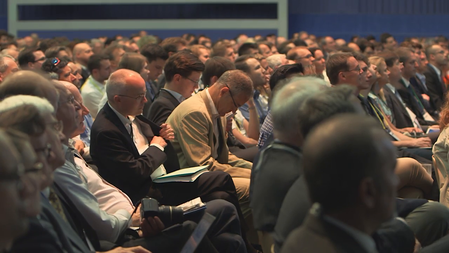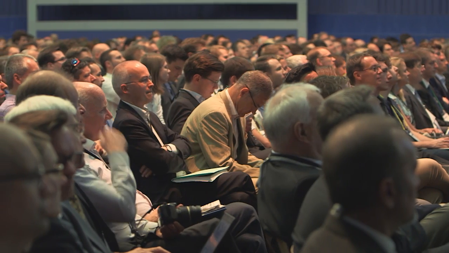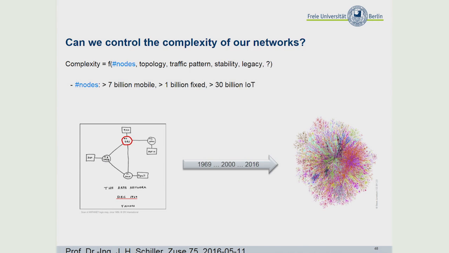So we saw, oh, networks, they look pretty complex. So what is this complexity? I'm not a mathematician, I'm an engineer. So I know complexity has something to do with the number of nodes. We know more than 7 billion mobile nodes, billions of fixed nodes. There might be 30, 40, 20, we don't know, billions of nodes in the Internet of Things. So yes, it has to do something with the number of nodes, I guess.